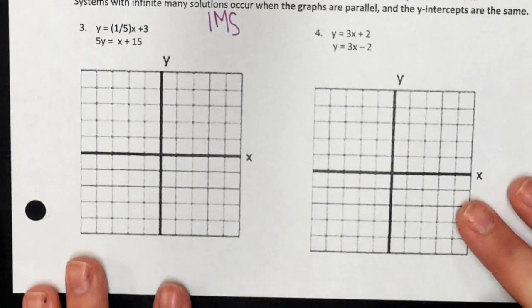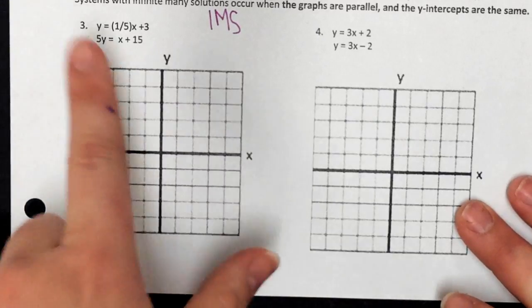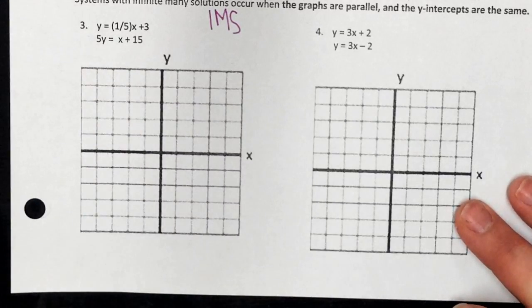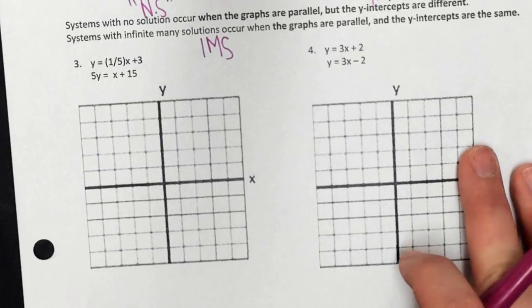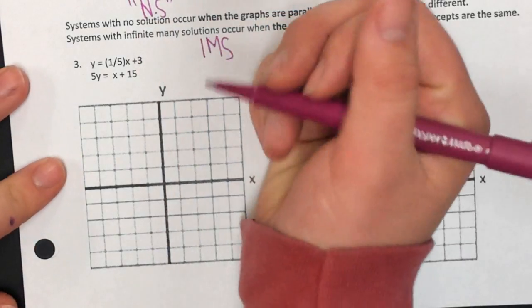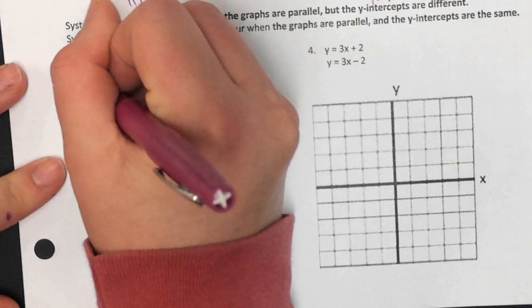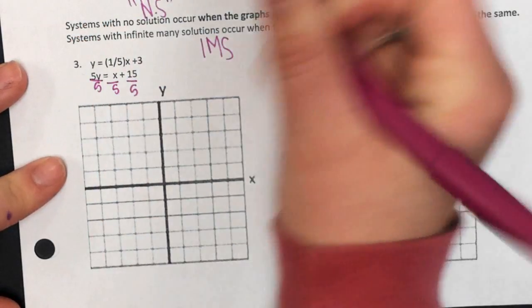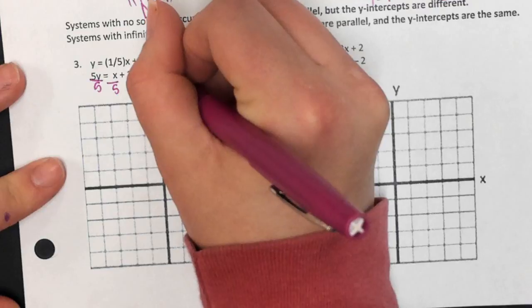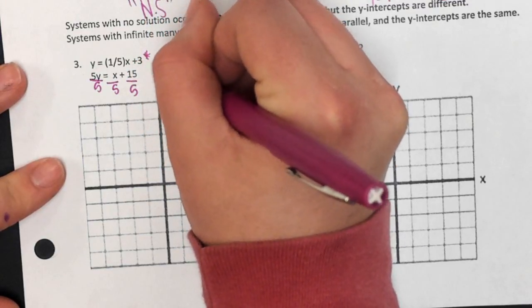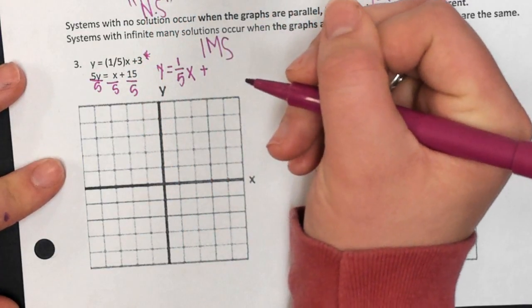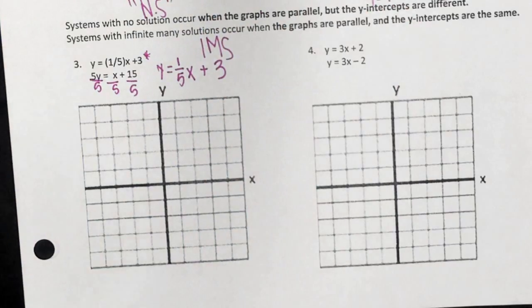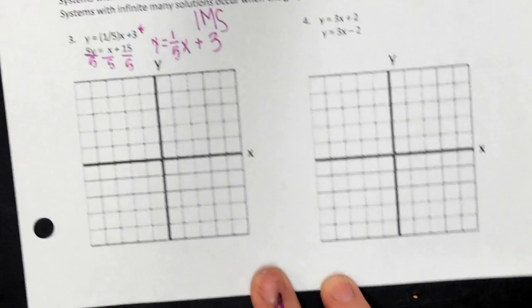Let's do an example. First of all, are both of my equations for number 3 in slope-intercept form? No, not the second one. So how do I put that in slope-intercept form? Divide by 5. So this one is correct. Your second one should be y equals 1 over 5x plus 3. Do they have the same slope? Do they have the same y-intercept?